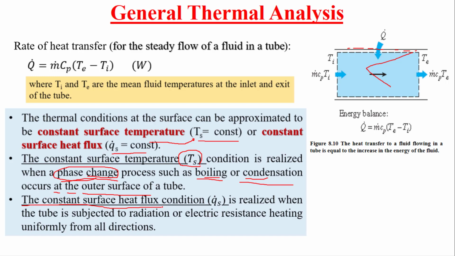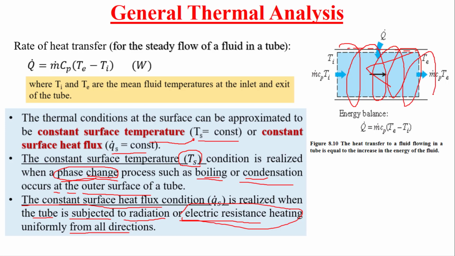Constant surface heat flux is realized when the tube is subjected to radiation or electrical resistance heating uniformly from all directions. Usually this is the case, electrical resistance heating. So we have a certain coil, and this coil is at constant surface heat flux, but the temperature will increase rapidly with this scenario. Ts will increase when we have constant heat flux, and when we have constant surface temperature, Q dot s will increase.